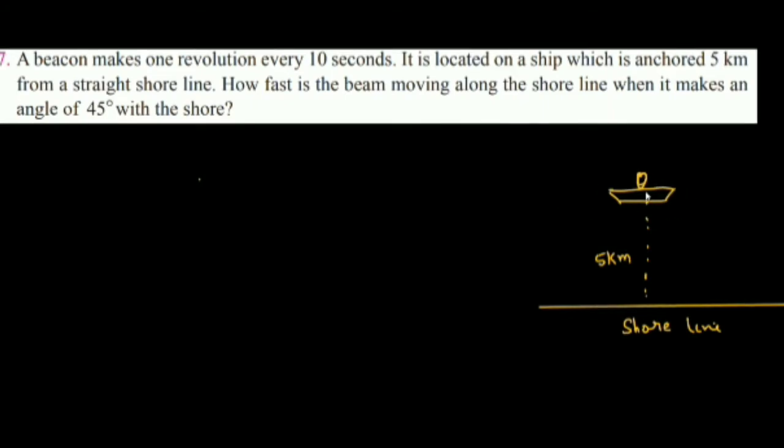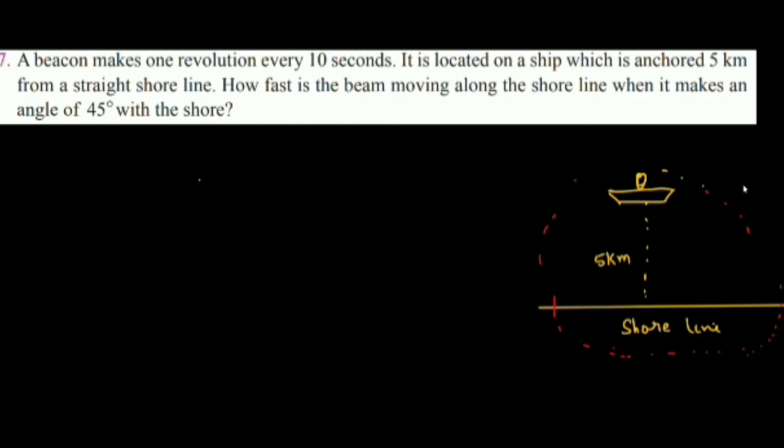How fast is the beam moving along the shoreline when it makes an angle of 45 degrees with the shoreline? The beam of the light comes like this. It will make a circle, it will cover the shoreline, go there and then go back again. That is a beacon light, just rotating like this. So the question is how fast the beam is moving along the shoreline when it makes an angle of 45 degrees with the shoreline.